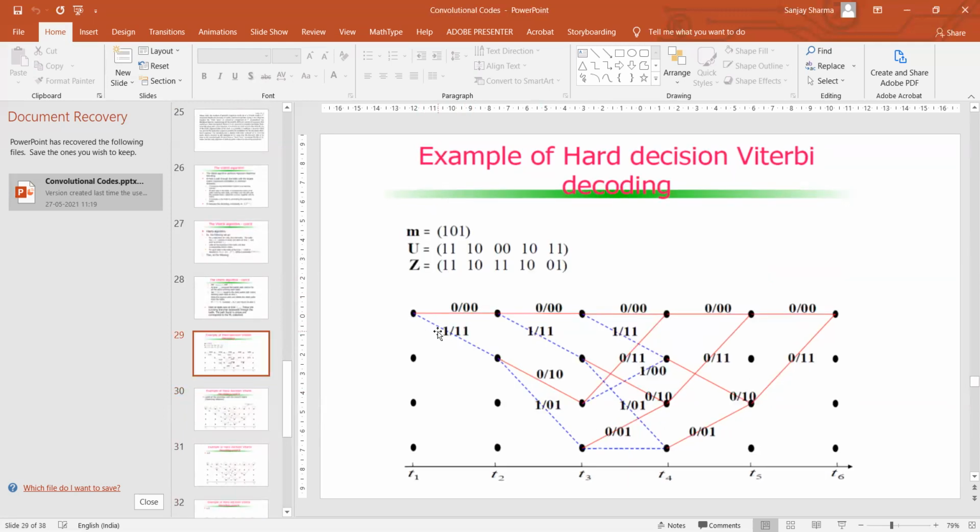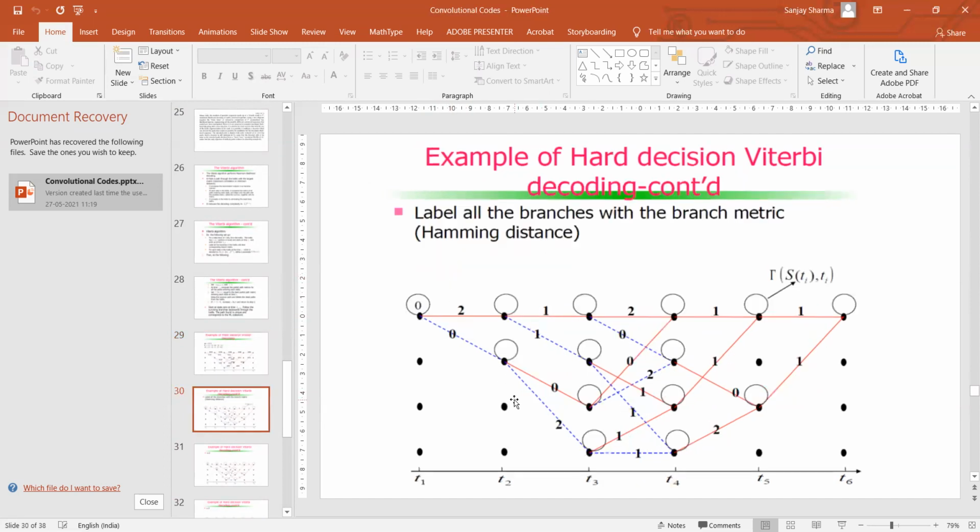Then it assumes that if 0 was not transmitted, certainly 1 would have been transmitted. If 1 would have been transmitted, the output should have been 1, 1. And received is 1, 1. So the distance between the two is 0, and we put a distance of 0 here. So from this 0, 0 state of the encoder, the trellis can go to either this state or this state, and these are the Hamming distances mentioned.